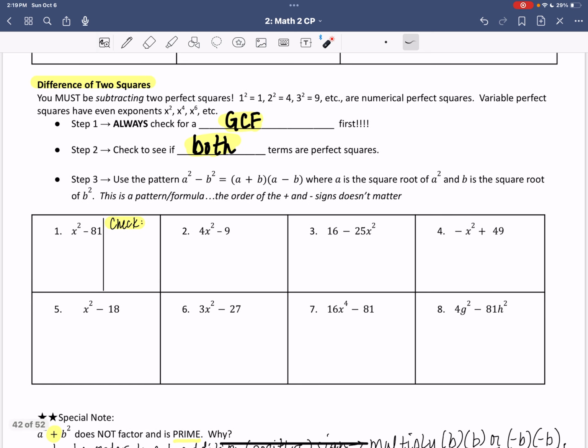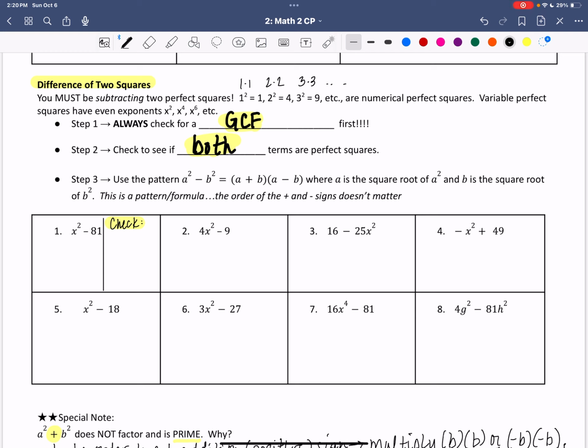All right, now let's look at difference of 2 squares. When you're doing the difference of 2 squares, you're basically subtracting 2 perfect squares. So that's your 1 times 1, 2 times 2, 3 times 3, and so on. So your 1 squared, 2 squared, 3 squared. They need to be perfect squares. Variable perfect squares would have even exponents, so x squared, x to the 4th, x to the 6th, because if they're a pair, you can take one of them out.